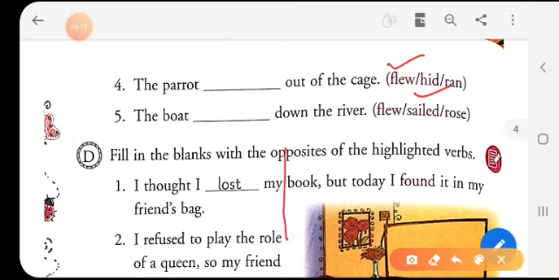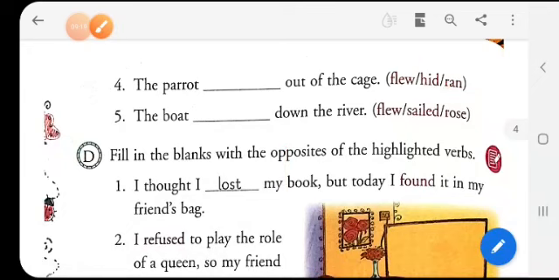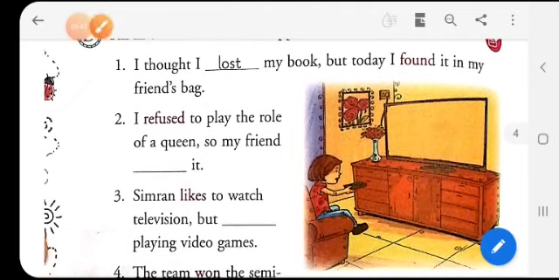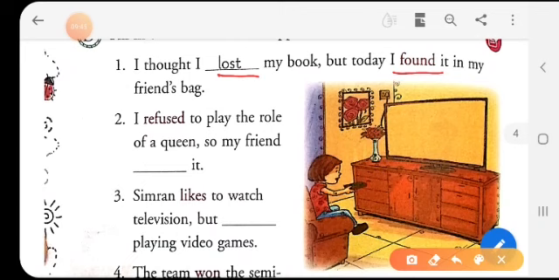Now, question D. What we have in question D is fill in the blanks with the opposites of the highlighted verbs. There are some highlighted verbs and in the blanks you have to write the opposite of it. So the first one is done for you. I thought I lost my book, but today I found it in my friend's bag. So which are the words that are opposite? The opposite of lost is found.